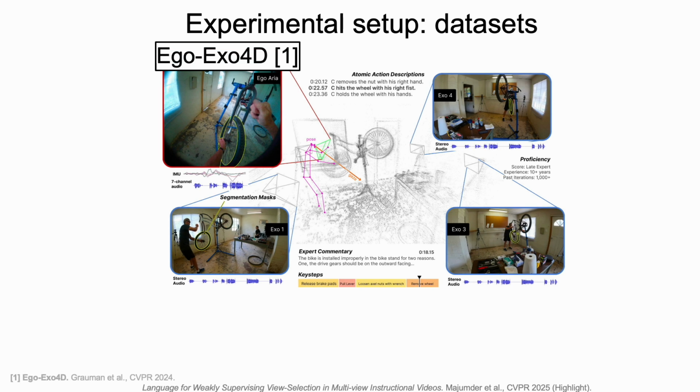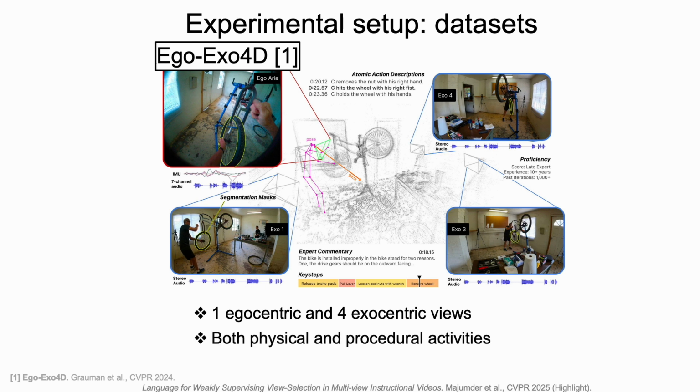We evaluate on two multi-view instructional video datasets. The first one is EgoExo4D. Each multi-view video in this dataset consists of one egocentric and four exocentric views. Moreover, the dataset has both physical scenarios like basketball or rock climbing and procedural scenarios like cooking or bike repair. Finally, its narrations are free-form text descriptions of the activity being demonstrated.